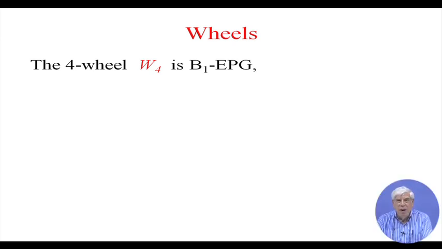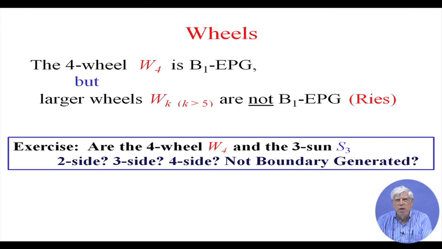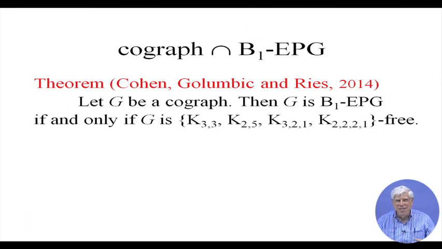Well, I could ask about wheels. W4, the wheel 4, is B1 EPG, but the larger wheels are not, also proved by Bernard Ries. Exercise: are the 4-wheel and the 3-sun 2-side boundary, or 3-side boundary, or 4-side boundary, or not boundary at all? There's the answer, but whoops, you missed it. But if you're out in cyberspace, you can go back and take a look at the answer. But try to figure it out anyhow before you look at it.